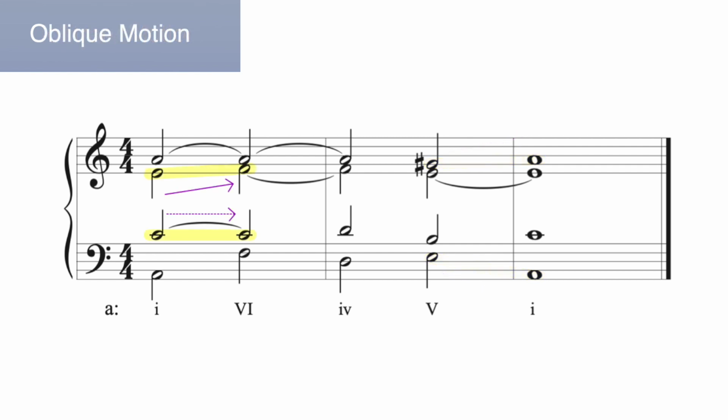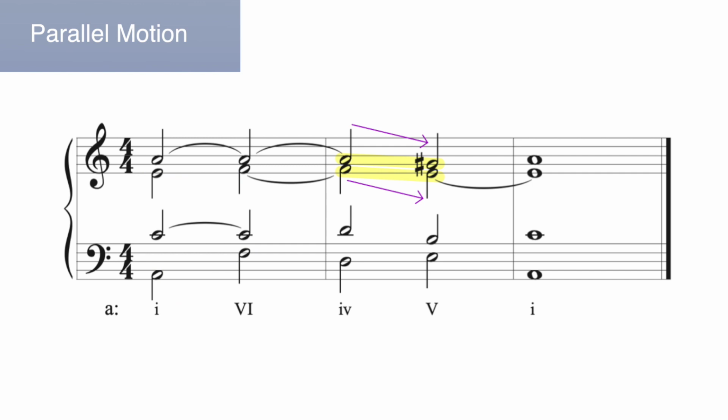In oblique motion, one voice maintains its previous pitch while the other voice moves either up or down. Similar motion occurs when two voices move in the same direction. One voice may travel by a wider or narrower melodic distance than the other, but their motion is similar simply by virtue of the fact that both are moving either upward or downward together.